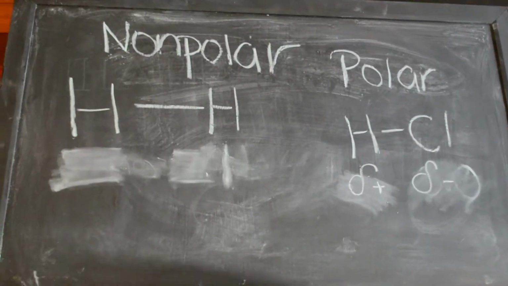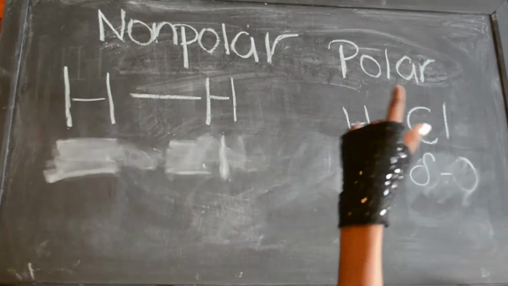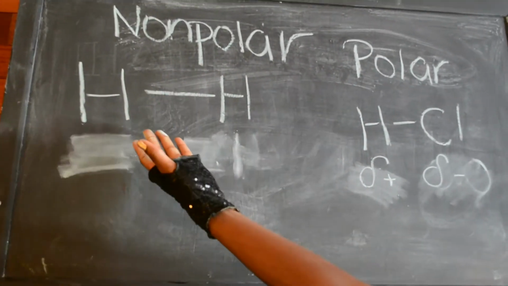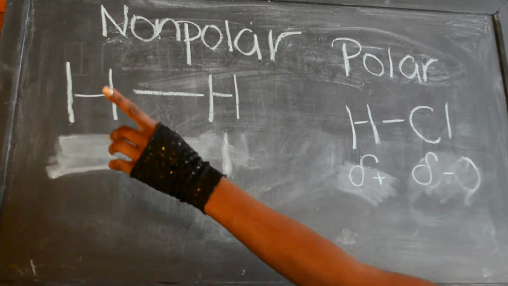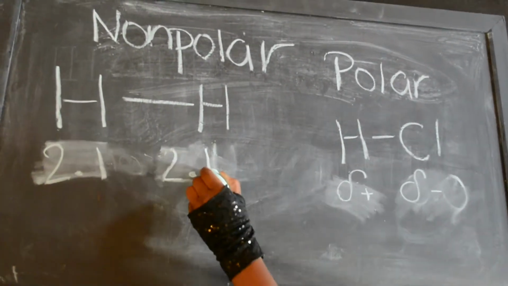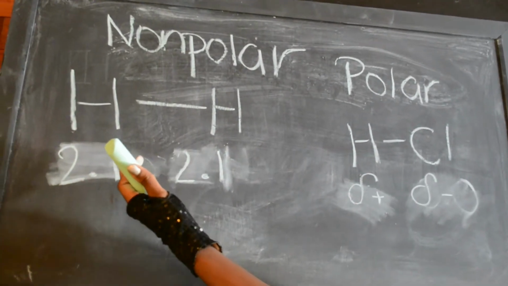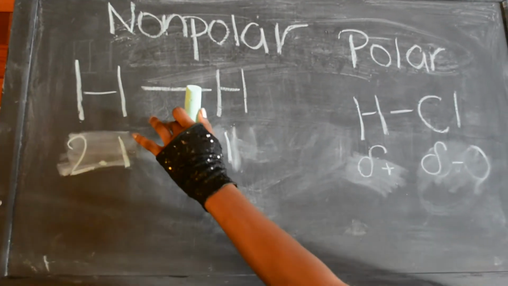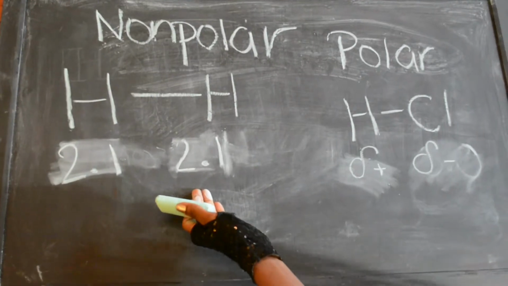A nonpolar covalent bond is a bond between two nonmetal atoms with the same electronegativities that will have an equal sharing of electrons. Let me show you. This is an example of nonpolar and polar covalent bonding. These two hydrogen atoms each have an electronegativity of 2.1. Therefore, the covalent bond between them is considered nonpolar, same electronegativity difference.